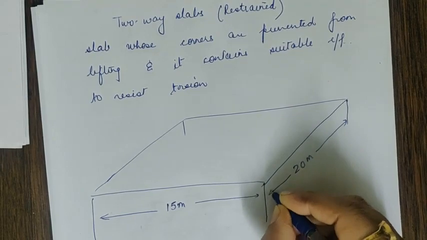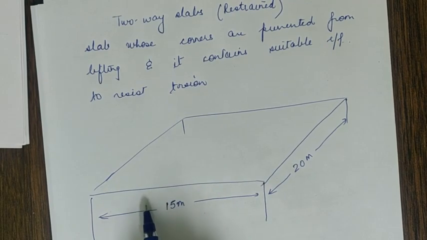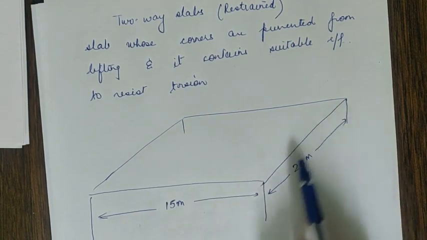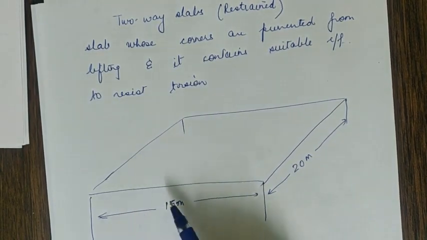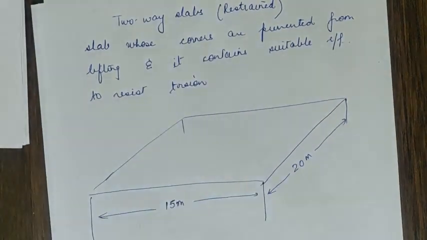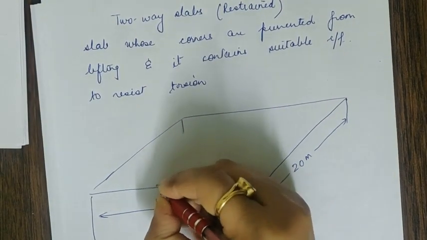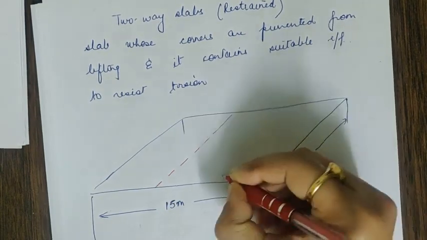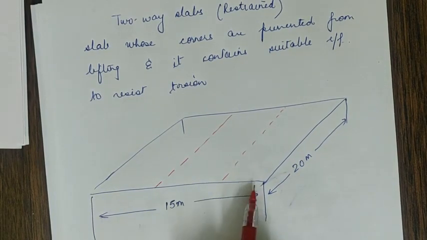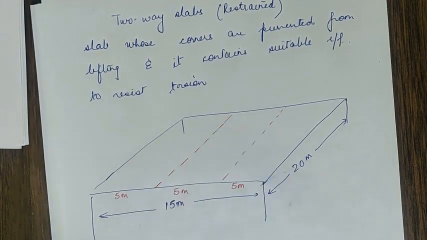Now if I want to put one slab without creating any beams or supports in between, then the thickness of the slab will be huge. So what will be better is to divide this particular portion into sub portions by putting beams inside it. Let us say I am dividing this slab by putting a beam here and a beam here. So 15 meters is divided into 5 meters each.